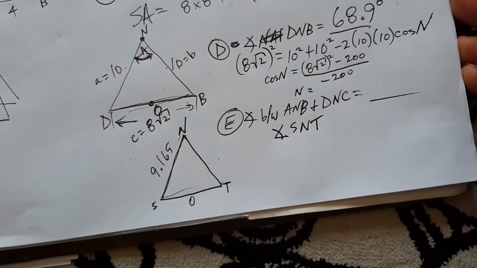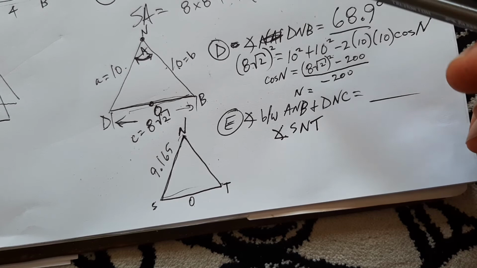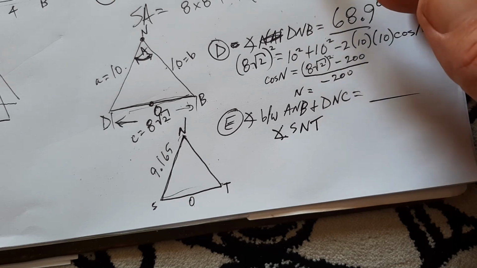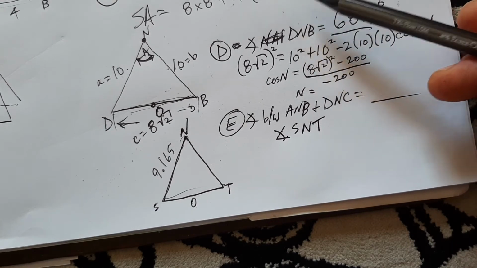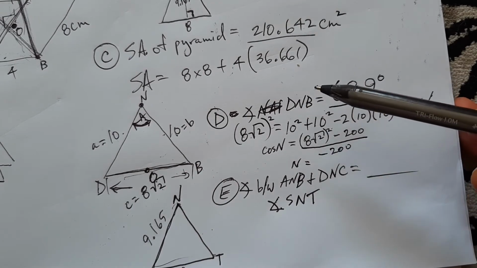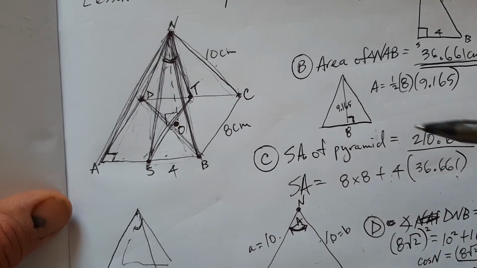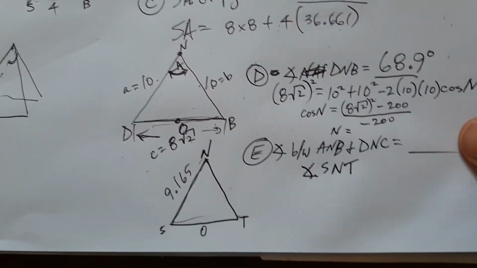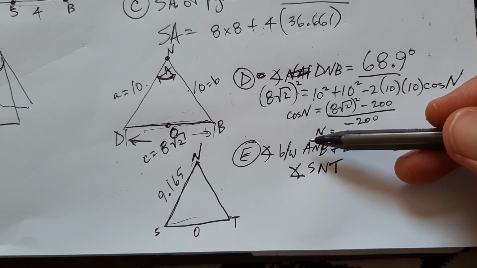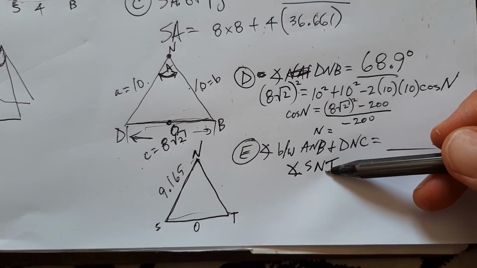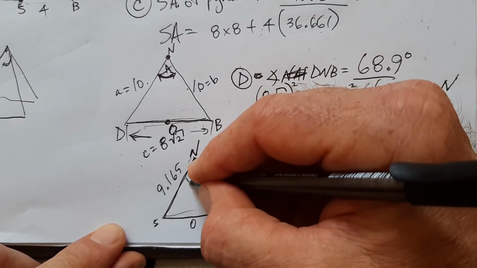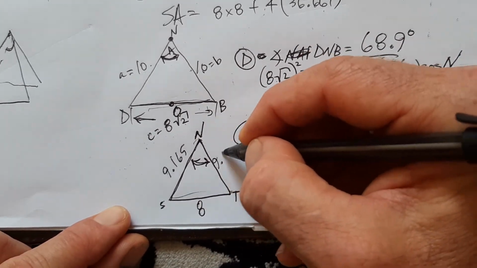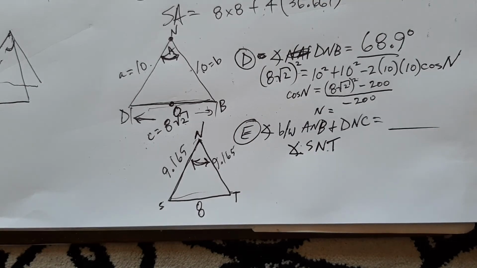I hope this is not wanting to find the angle NAC. I think that's what we already found in AB. What was the last one we did? Angle DNB. No, we already found that one. So we're wanting to find the angle between these triangles, which I'm satisfied is angle SNT. So I want this angle right here. This is 8, the base of it, and you got 9.165. So we want to know that angle.